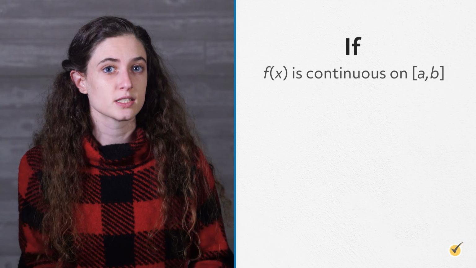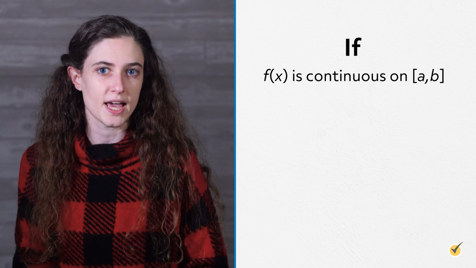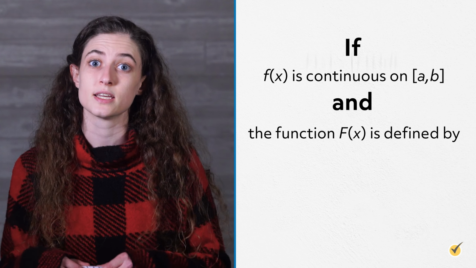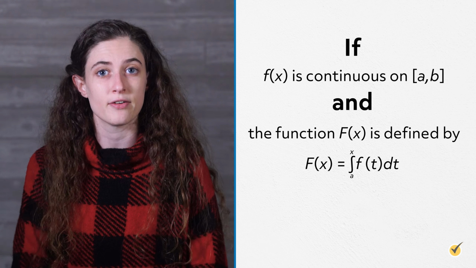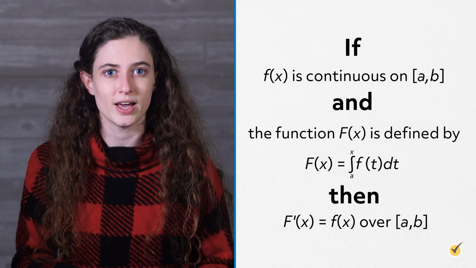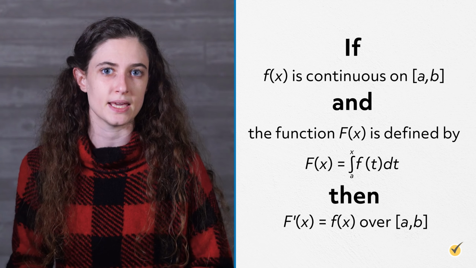Let's get right to it. The second part of the fundamental theorem of calculus is closely related to the first, and it says, if f of x is continuous on the closed interval [a, b], and the function big F of x is defined by the integral from a to x of f of t dt, then big F prime of x is equal to f of x over the closed interval [a, b].